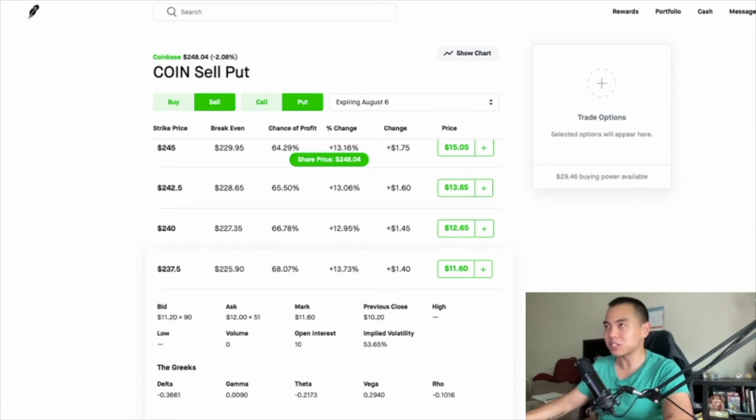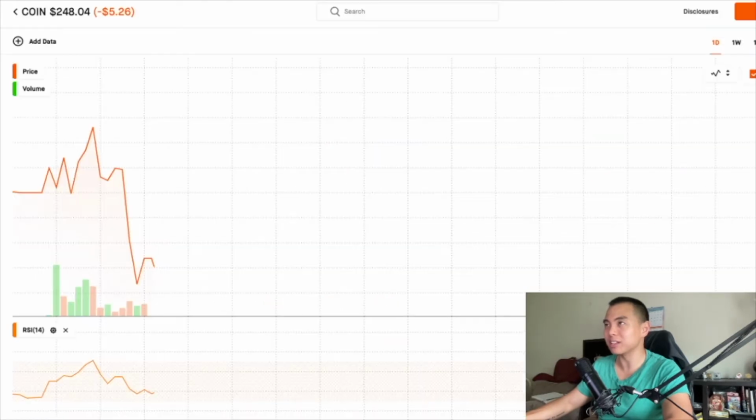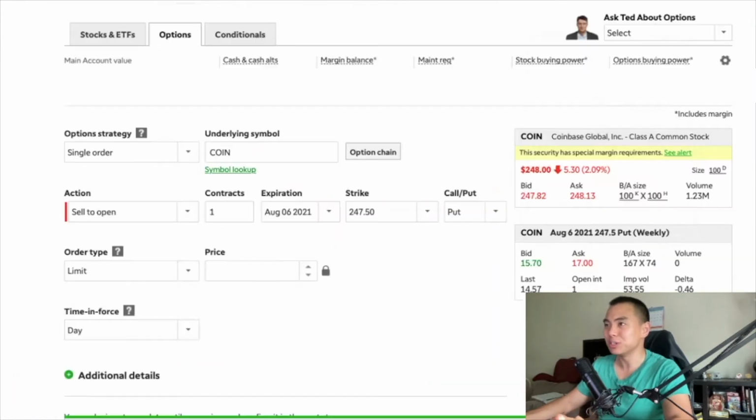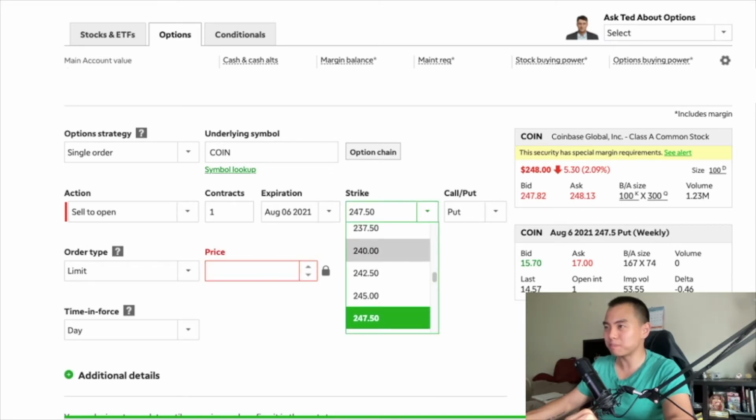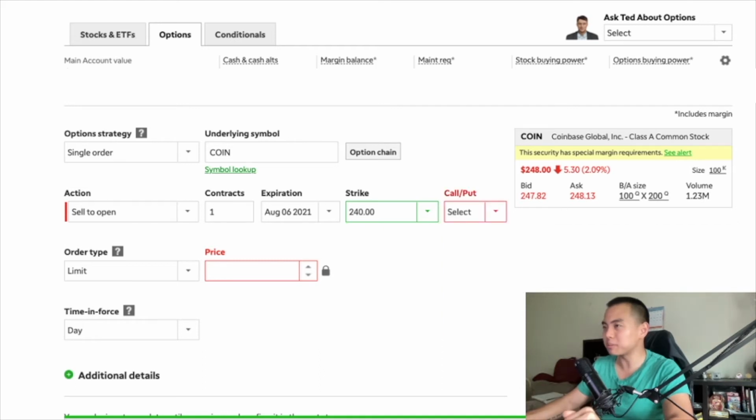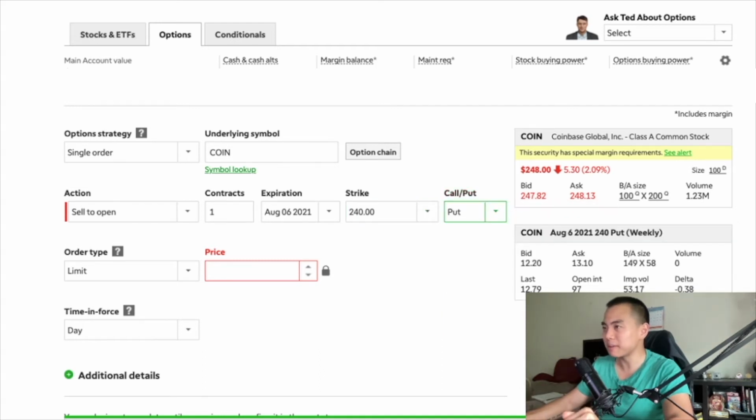So okay, now let's actually get to buying. I'm actually talking a lot. It's hard to buy and talk at the same time. So what is going to be my strike price? I think I'm going to do 240. I'm going to be a little bit aggressive.